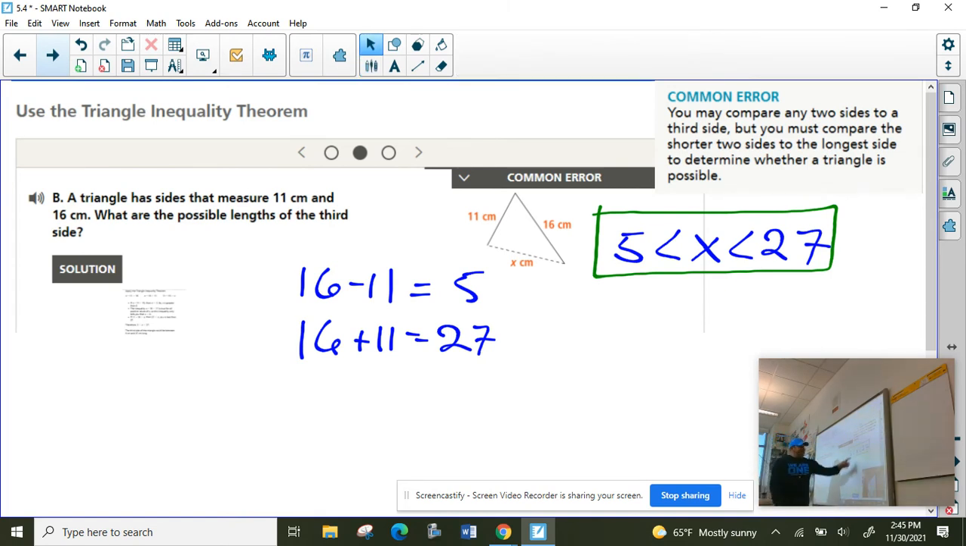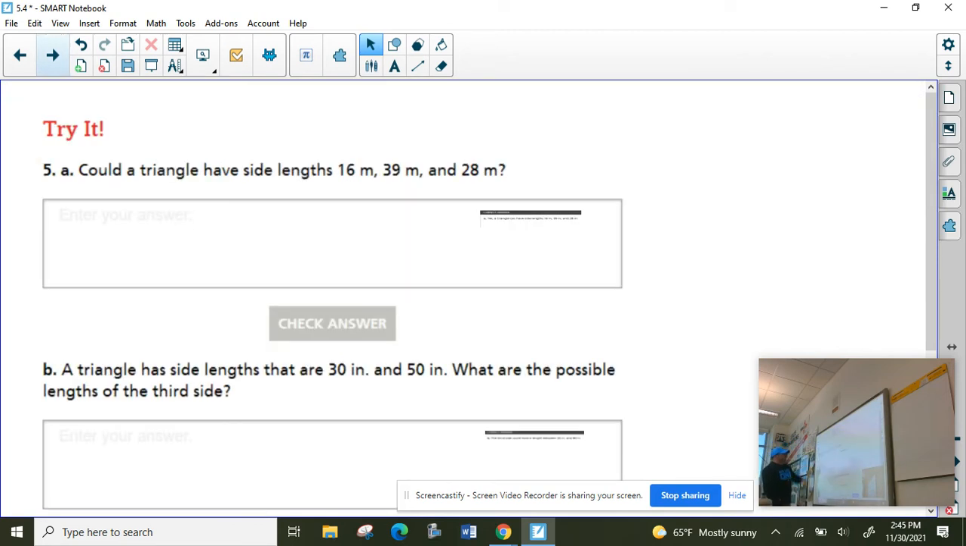Or you can say x has to be bigger than 5, but smaller than 27. You can always write it out in words as well. So go ahead and do your try-its. Read the questions, pause the video.